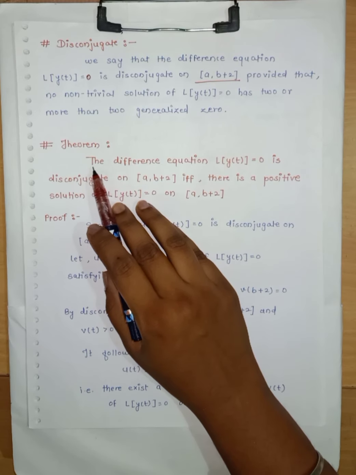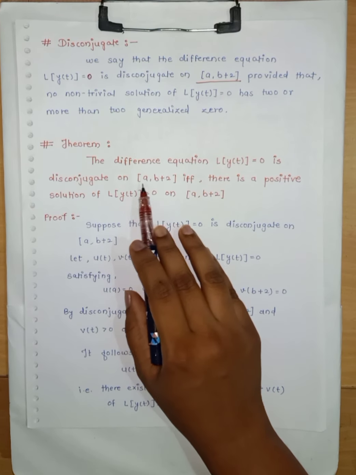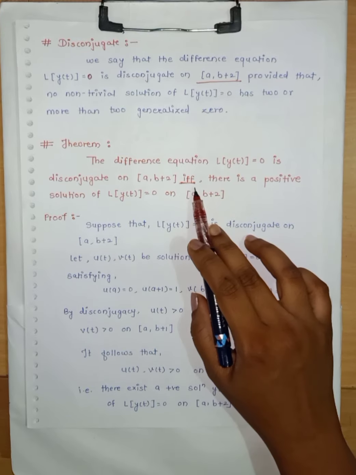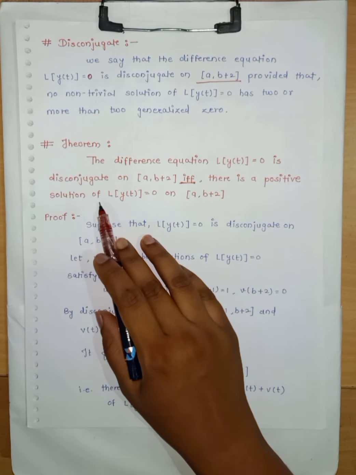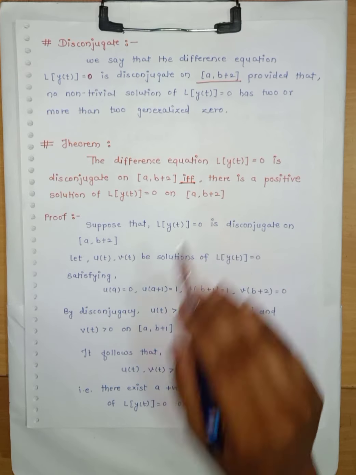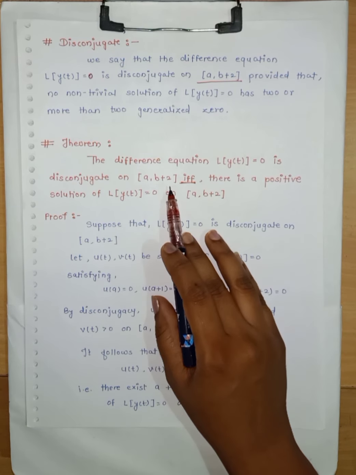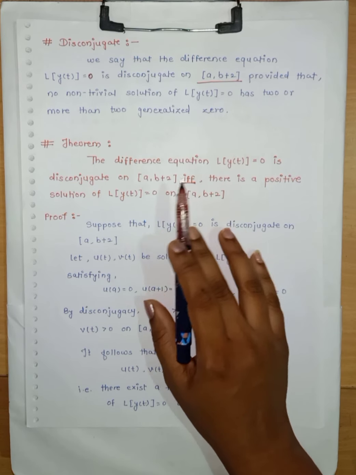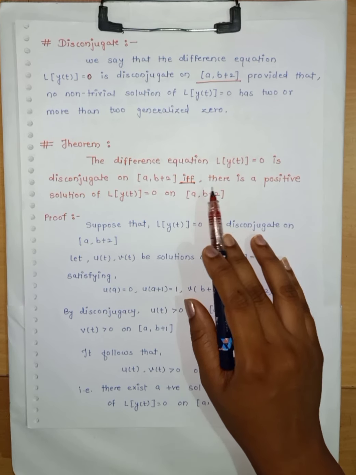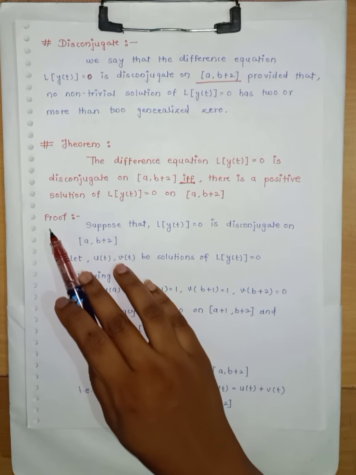So the statement of the theorem is: the difference equation L of y of t equals to 0 is disconjugate on the closed interval [a, b+2] if and only if there is a positive solution of L of y of t equals to 0 on the closed interval [a, b+2]. So the theorem says the difference equation L of y of t equals to 0 is disconjugate on [a, b+2] if and only if there is a positive solution of L of y of t equals to 0. So we will prove this.